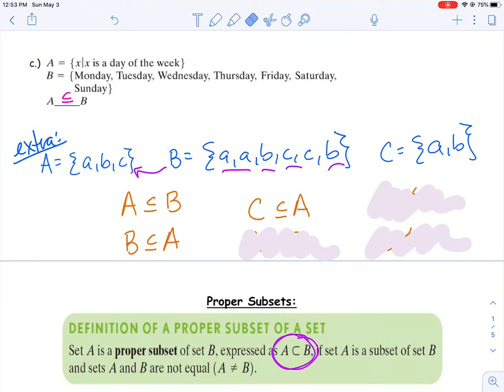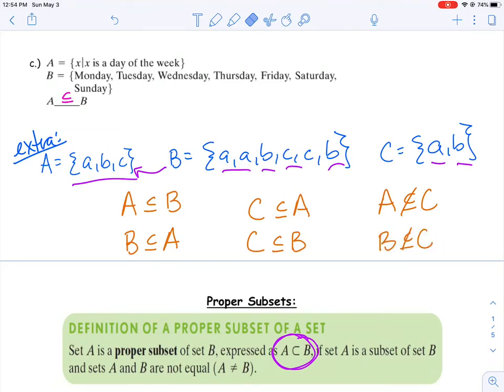We could also say that C is a subset of A because every element in C is also in A. We could say that C is a subset of B. Every element in C is in B. But A is not a subset of C because there's an extra letter, right? C. So A is not a subset of set C because A doesn't have everything C does.